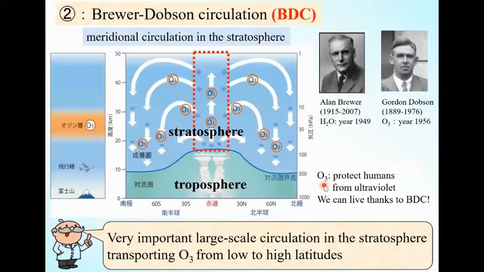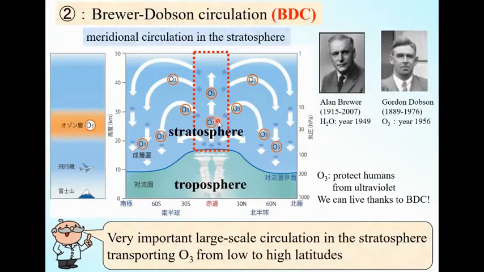Next, I'd like to explain the Brewer-Dobson circulation. Here is a schematic figure of the circulation in the stratosphere. You can see that in the stratosphere, there is an upwelling over the equator, and this circulation moves both poleward. And in the higher latitudes, this circulation is downwelling, a kind of two-cell circulation.